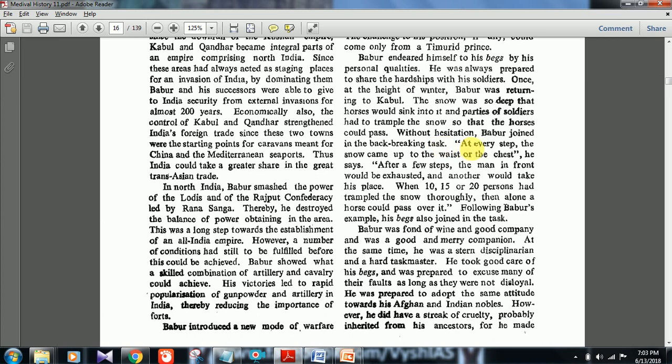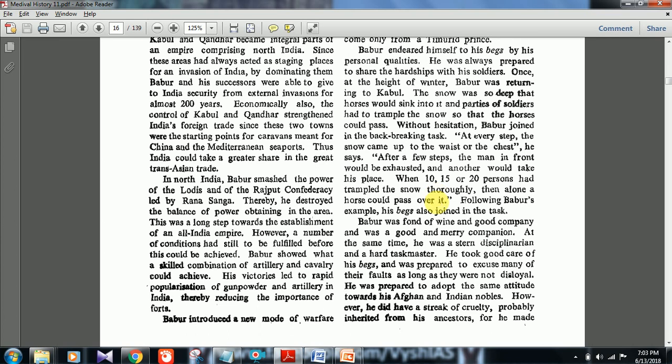Okay, at every step the snow came up to the waist or the chest. He says after a few steps the man in front would be exhausted and another would take his place. When 10, 15 or 20 persons had trampled the snow thoroughly, then alone a horse could pass over it. So just telling the hardship which they faced. Okay, and Babur was participating in it.